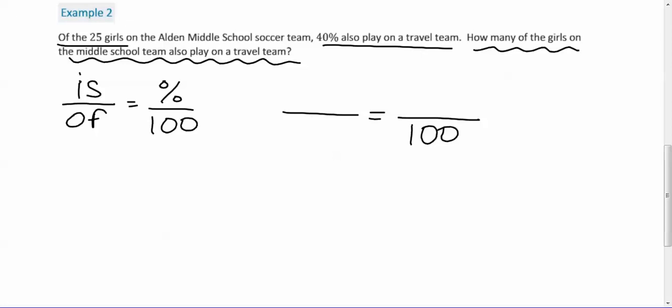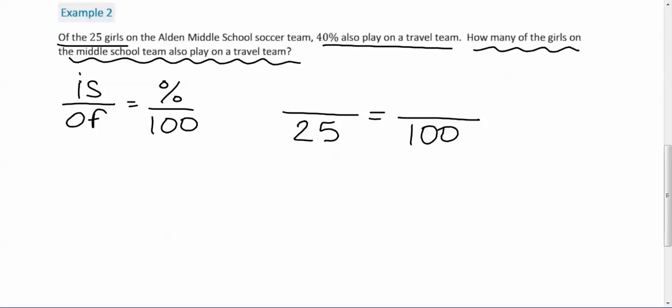So what's one number that we have in this, Ava? 25 goes on the bottom. Okay, she says there's 25 girls. Why did you pick the bottom? Because that's the total, and the total goes with the total. Yep, and what clue did you have there, Sophia? What word? The 25 girls. Very good. Of the 25 girls. So we know this is the total amount of girls. All right, what else can we put in here? We could put 40% above the 100.